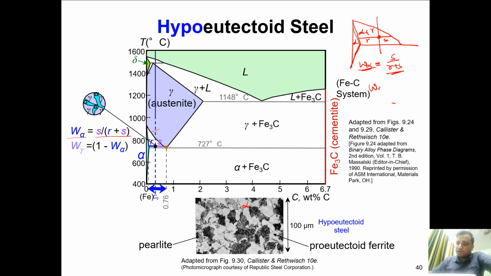And W gamma will be R divided by R plus S, or we can just subtract it from 1, because these two ratios add up to 1.